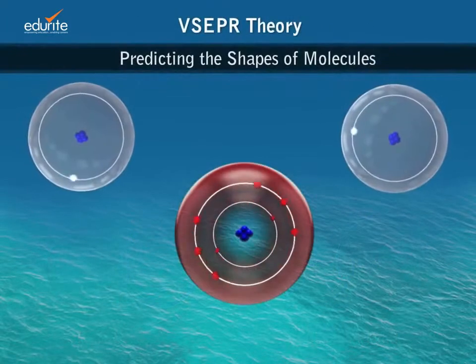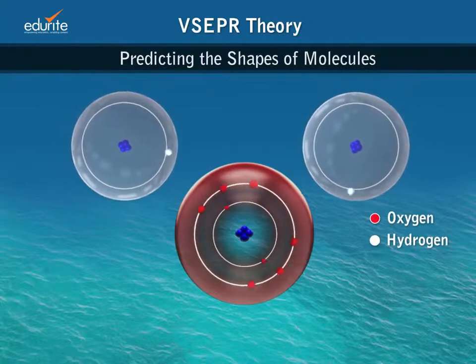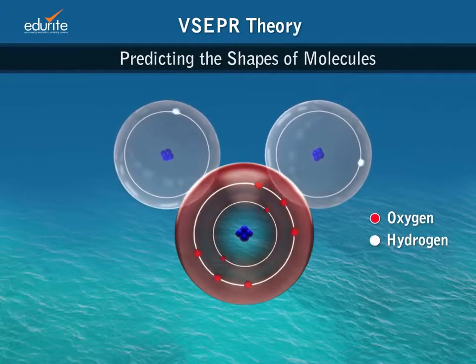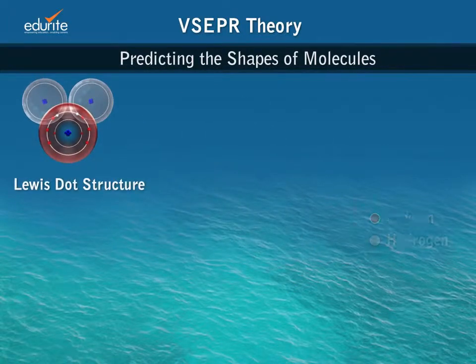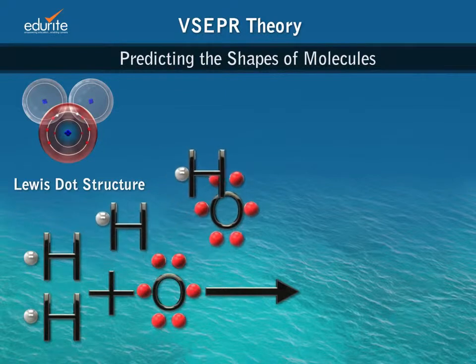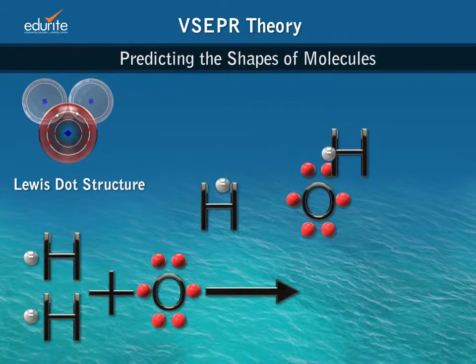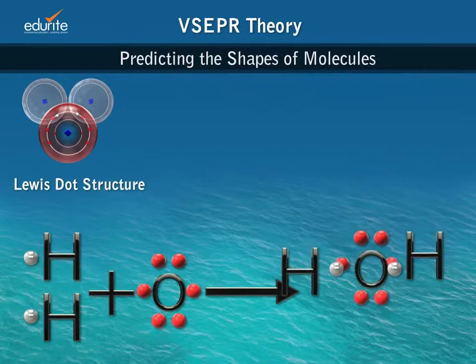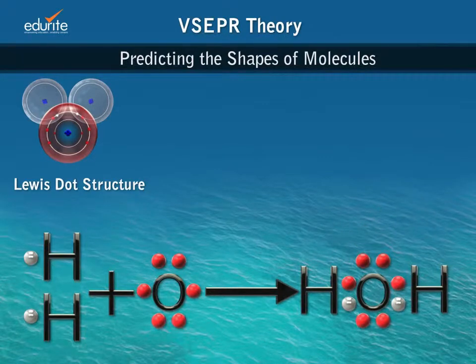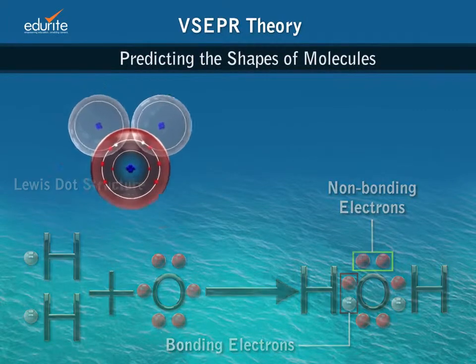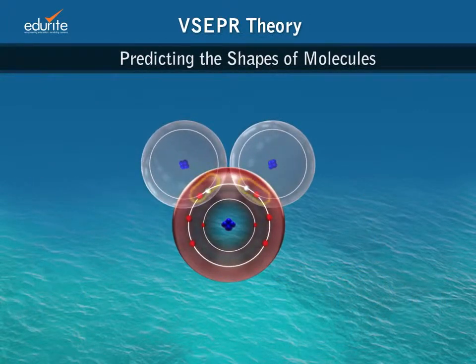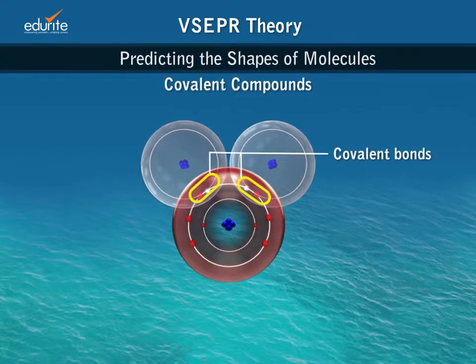The sharing of valence electrons between atoms in a molecule can be represented by Lewis dot structures. A Lewis structure or Lewis dot diagram is a type of shorthand notation which depicts the distribution of valence electrons in molecules. It shows the number of valence electron pairs in each individual atom, including the bonding electron pairs and the non-bonding electron pairs, also known as lone pairs, that may exist in the molecule. Sharing of electrons between atoms gives rise to covalent compounds.